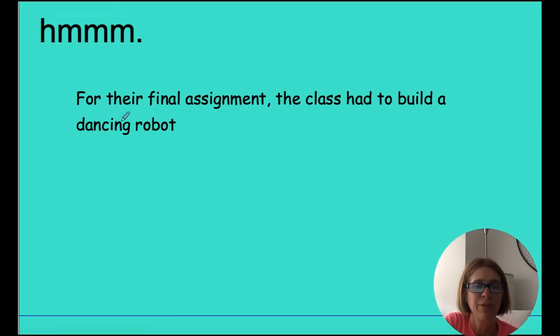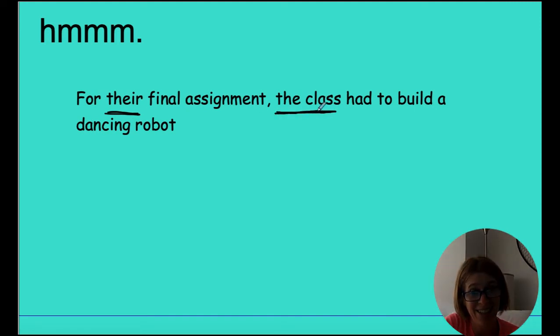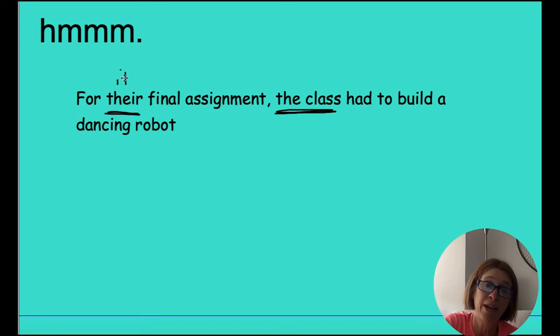All right, for their final assignment, the class had to build a dancing robot. Okay, so I see there, that's the pronoun. I need to find the noun. I need to find the antecedent. So the antecedent is the class. Again, it's singular, one class. So: for its final assignment, the class had to build a dancing robot.